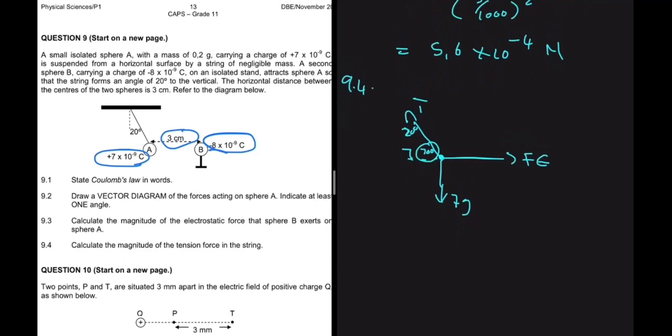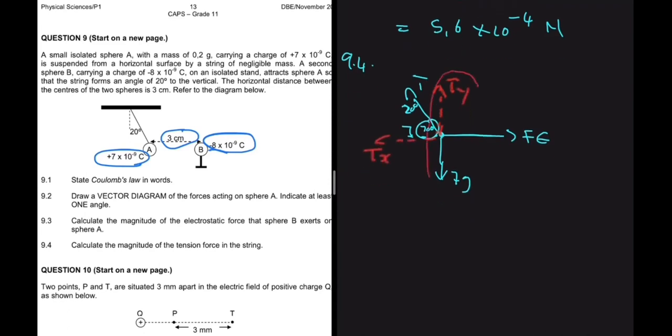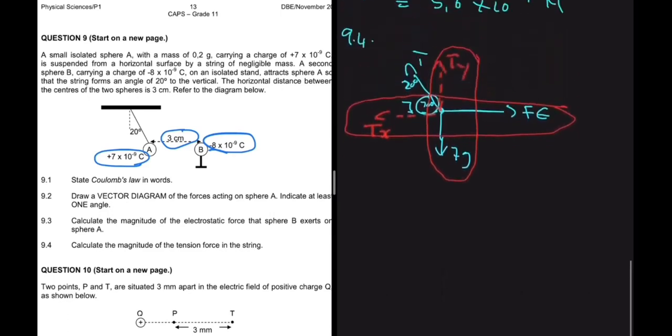Because sphere A is not going up or down, the y component of the tension force should be balancing with Fg. But at the same time, sphere A is not going to the left or to the right. So the x component of the tension force should be balancing with the electrostatic force. So if you equate these two, you should be able to get the tension force. And if you also equate these two, you should be able to get the tension force because they are balanced. But let's do both.